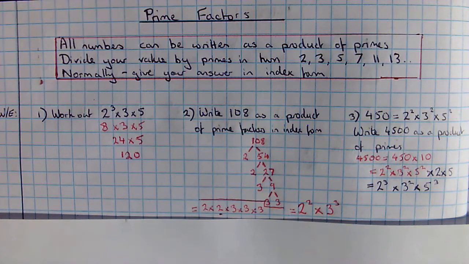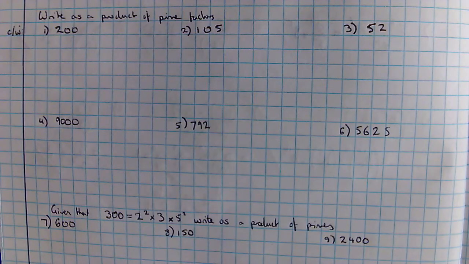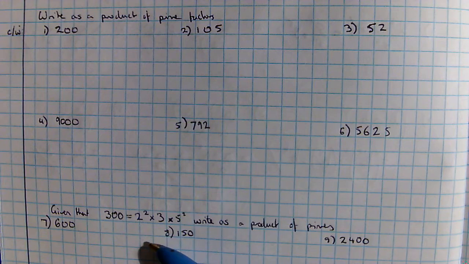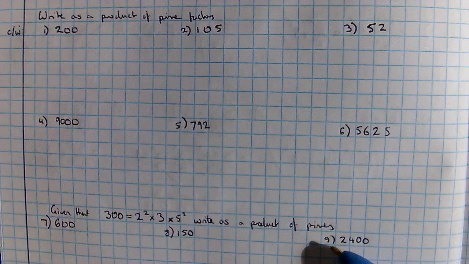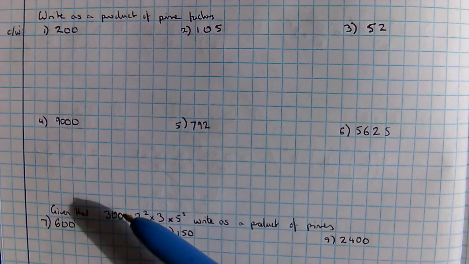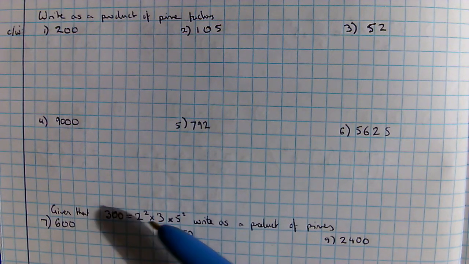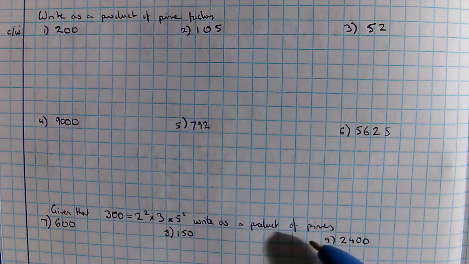Okay, so the first 6 questions for you are just using factor trees to write a number as a product of its prime factors. For questions 7, 8 and 9, you've been given some information about 300, and you need to use that to try and work out the prime factorisation of 600, 150 and 2400. So you're thinking of each of these in relation to the number 300. How would you get from 300 to 600? How would you get from 300 to 150? How would you get from 300 to 2400? Alright, take a second to write down the questions, and while you're doing that, pause the video and then we'll come back together for the answers.